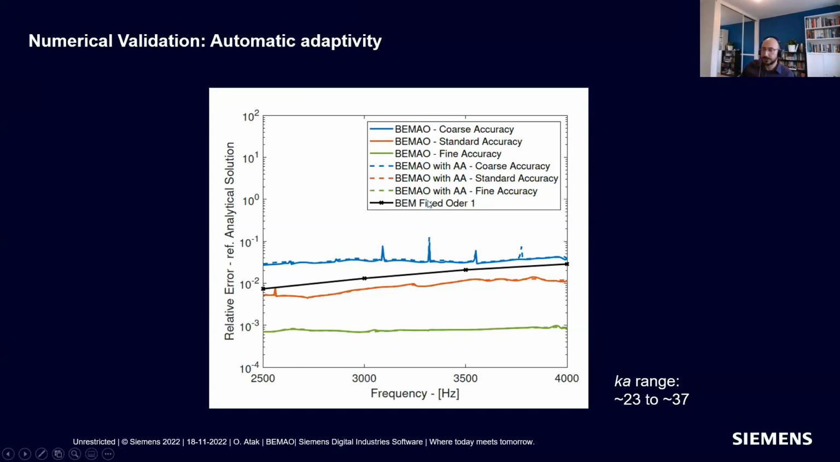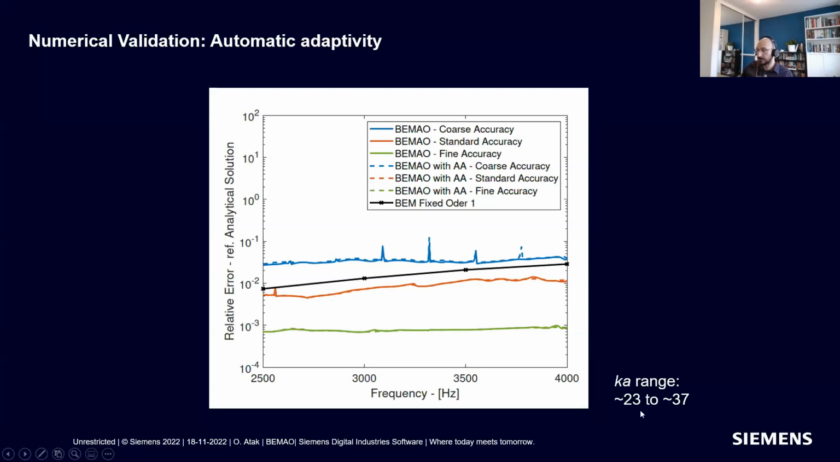And the AA version is our standard, on by default. Here, if you look at the BEM with fixed order 1, you will see, of course, the error is increasing with frequency as expected. But if you look at the BEMAO ones, this is the error that we are trying to control, and you see a much smoother curve that targets 1% for standard, like 5% for coarse, and 10 to the minus 3, so 0.1%, in the fine accuracy.